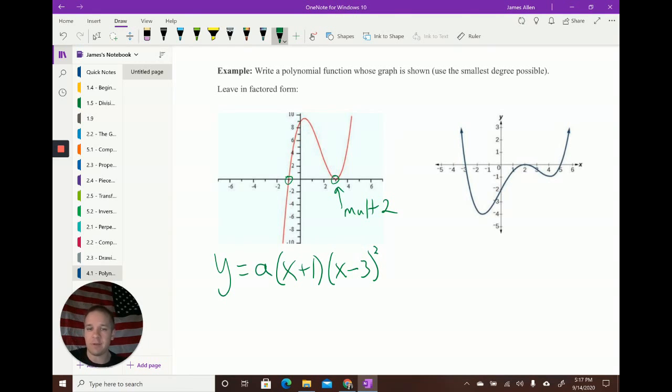So I'm going to throw an a out in front there. It could be 1. It could be something totally different. We do know in this case it's going to be positive, right? It is going to be a positive cubic. So how do we figure out that a?